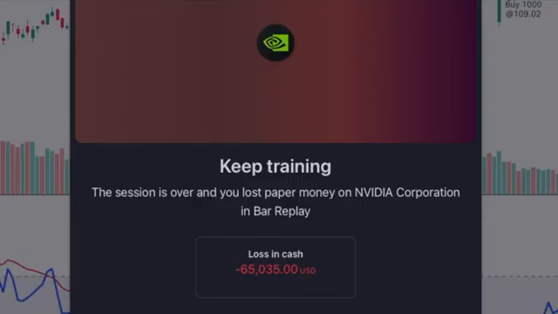Here are the results from backtesting a popular RSI strategy over a period of 2 years on Nvidia stock. Just look at all the paper money that I lost. And what makes it even worse is that I did not get even a single successful trade.